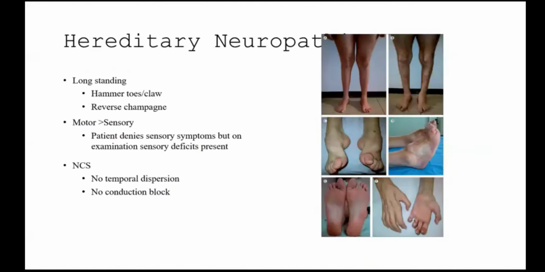So the next pattern is hereditary neuropathies, which are long-standing neuropathies. So here there will be evidence of a lot of deformities: clawing of the toes, pes cavus, various deformities at the ankle joint, and then the classic inverted champagne bottle appearance. So these will be there in hereditary neuropathies.